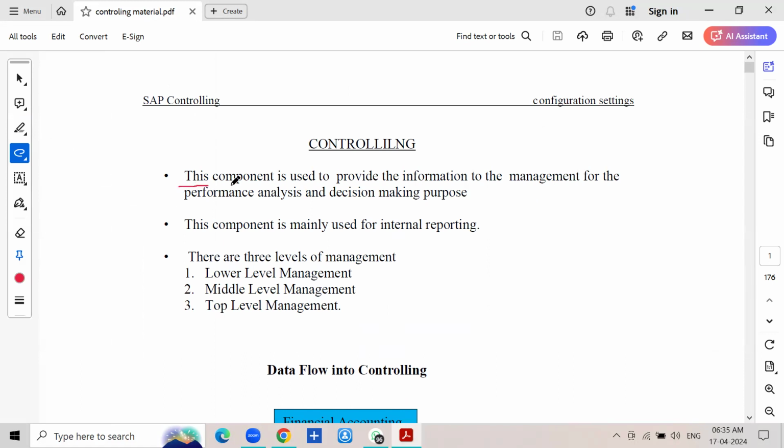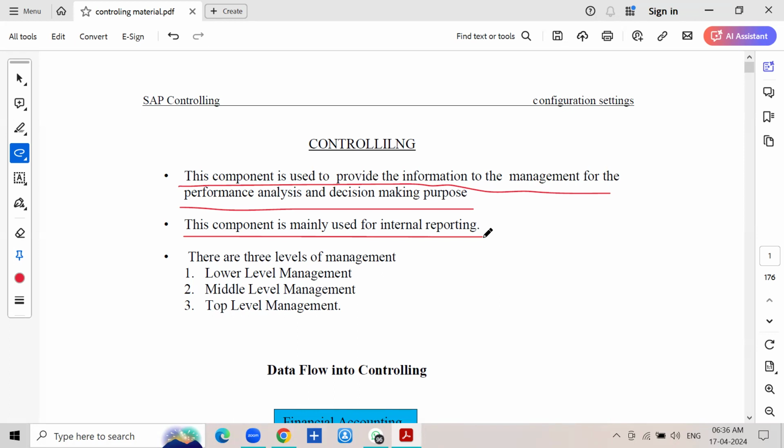Controlling. This component is used to provide information to the management for the performance analysis and decision-making process. And this component is mainly used for internal reporting. See, you take any company, there are three levels of management: lower level management, middle level management, and top level management. So lower level management mostly contains the lower level employees like cashiers, accountants, etc. So this lower level management is always concerned with the postings, right?